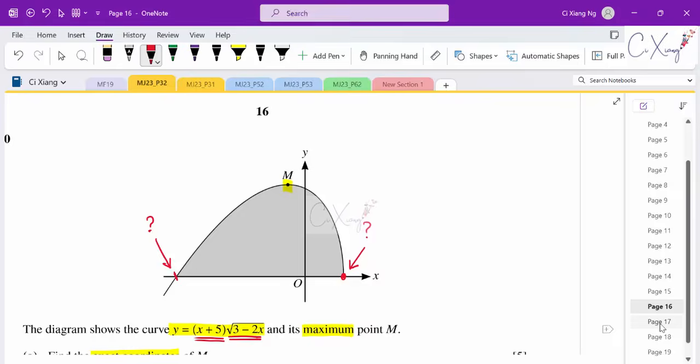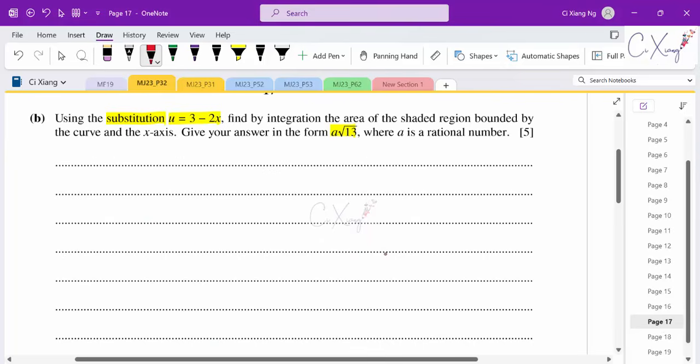To find out the value of x-intercept, I need to let y equals to 0. So my original equation again, y equals to this one. Then I let y equals to 0 and I want to get the value of x. From here, I get two values of x, which is x equals to negative 5, and another one will be x equals to 3 over 2. These two values will be our limits for the integration to get the shaded area, because our area starts from negative 5 until 3 over 2.